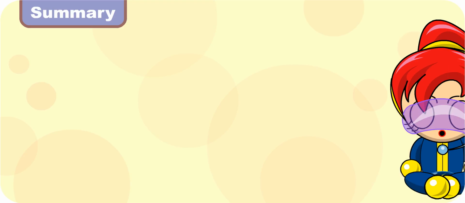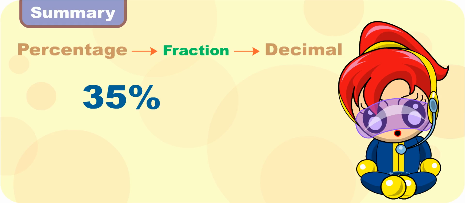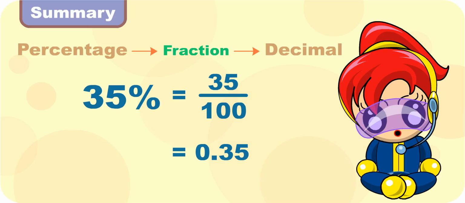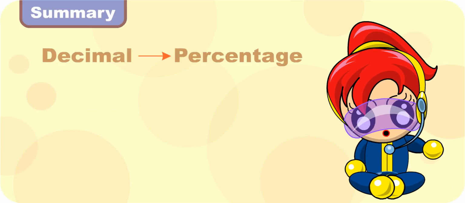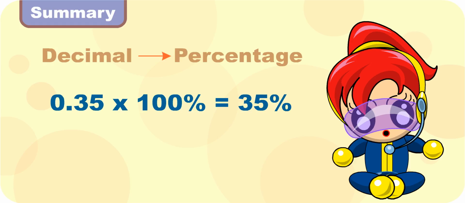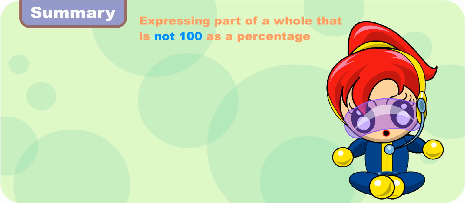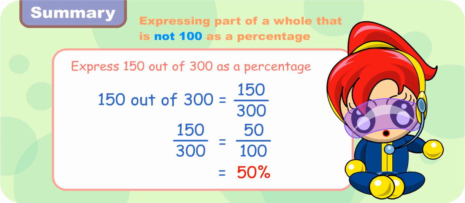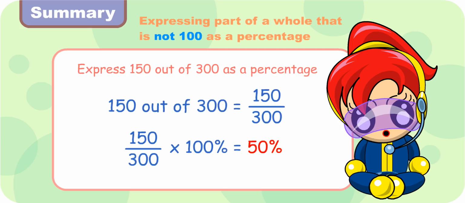To convert a percentage to decimal, first, we change the percentage into fraction. Then we convert it to decimal. Likewise, we can change the decimal to percentage by multiplying the decimal by 100%. I have also learned how to express parts of a whole with a base other than 100 as a percentage. Firstly, we change the base to 100 before making it a percentage. Alternatively, we multiply the fraction by 100%.